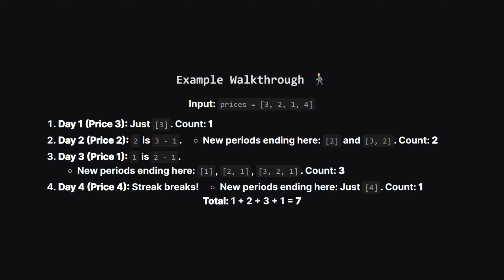On the third day, the price is 1. It continues the pattern. So we have the day itself, plus the extension of the previous 2 valid periods. That gives us 3 periods ending here. Finally, on the fourth day, the price is 4. This breaks the rule. We reset. The only valid period ending here is the day itself. If we sum up the counts, 1 plus 2 plus 3 plus 1, we get our total answer, 7.